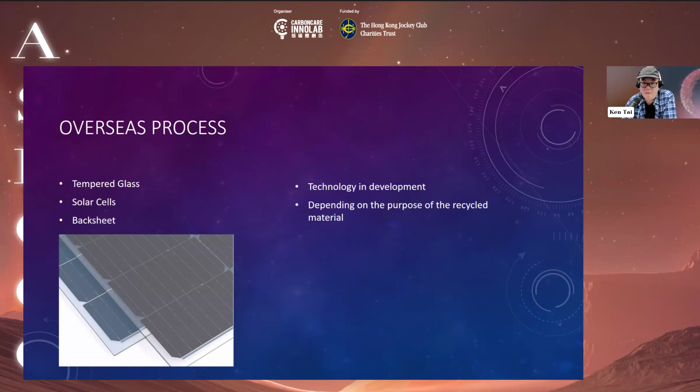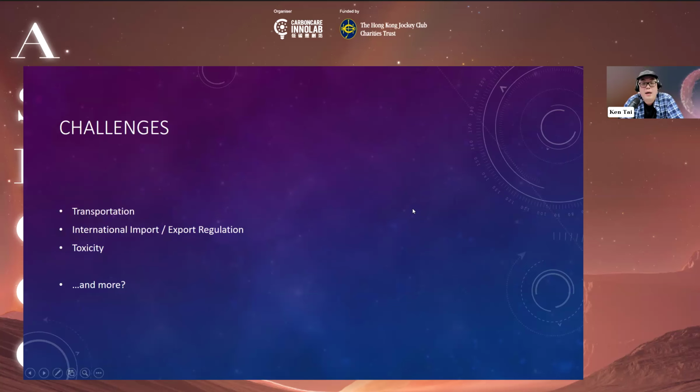We have options, but it will work only if someone can seize the worth and is willing to invest in it. And of course, I was talking about a really ideal scenario. We will face difficulties if we want to push in these directions. First of all, there will be significant additional cost, energy consumption and emissions when we are transporting the solar waste. And we might need to deal with international import-export regulations.